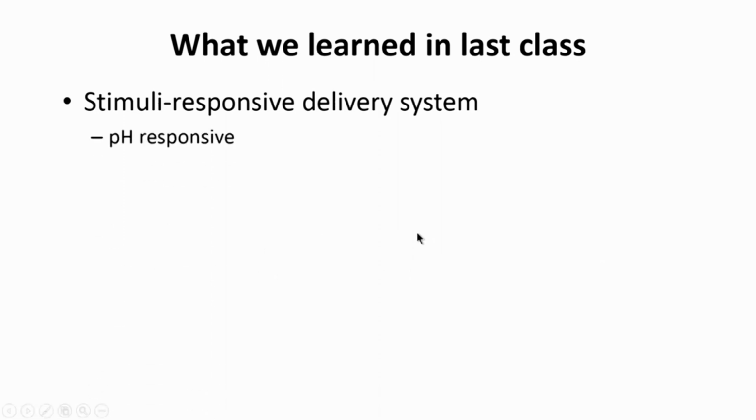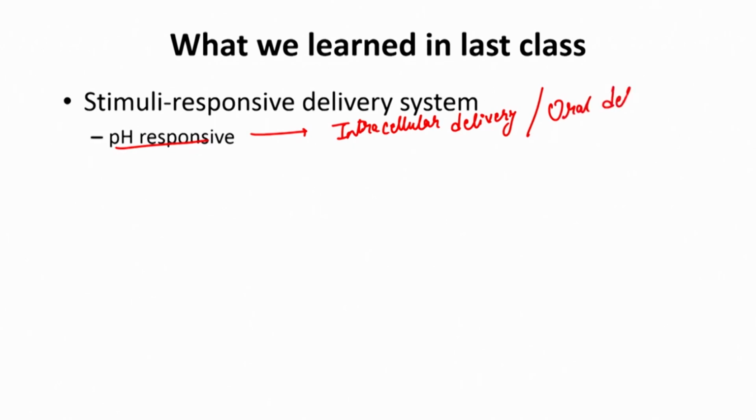In the last class we started with pH responsive systems. These are systems that will respond to change in pH. They are mostly used for intracellular delivery as well as oral delivery, and the major reason is that we see quite a lot of variation in the pH ranges. If we are taking something orally, we are going all the way from pH 7 down to pH 2 and then back up to pH 6 or something.